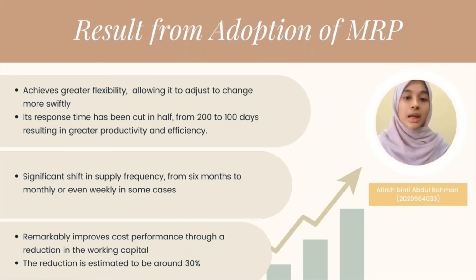Its response time has been cut in half from 200 to 100 days, resulting in greater productivity and efficiencies. It also has resulted in a significant shift in supply frequency, from 6 months to monthly or even weekly in some situations. Lastly, the adoption of the MRP system has also improved Alenia Aircraft's cost performance through a reduction in the working capital related both to work in process and to raw material as well as component inventory. The reduction is estimated to be around 30%.